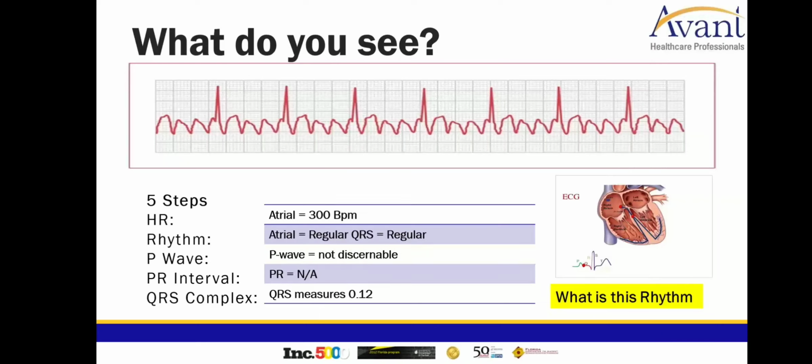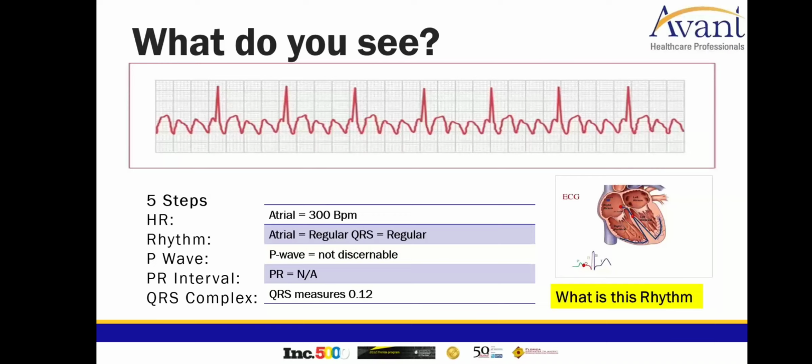Now in this strip, we have a lot of P waves. In fact, we've got too many P waves. If we were to count P to P, we're looking at 300 beats per minute. The atrials look pretty regular if you count them out. Ventricular rate, I forgot to put the ventricular rate here, but it looks like it's normal and it's regular.